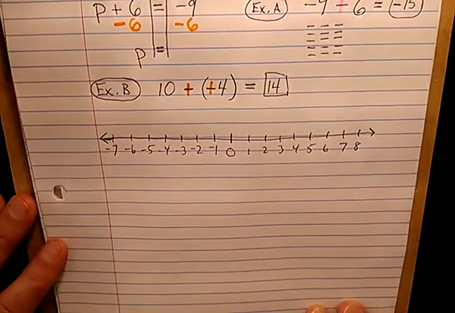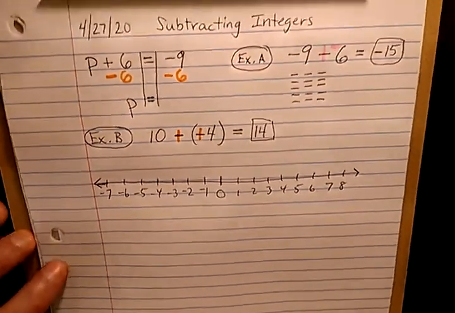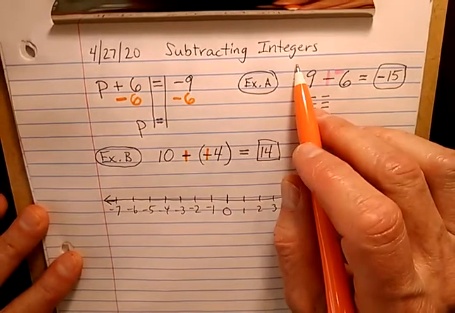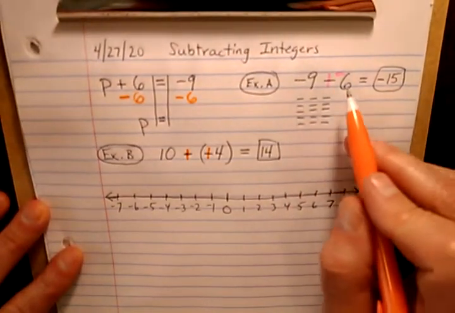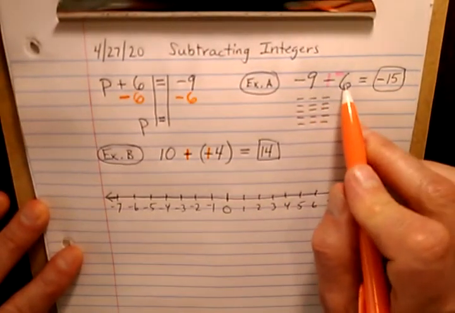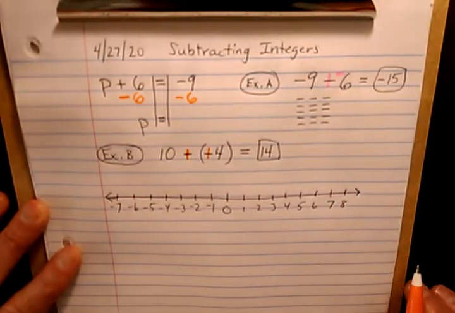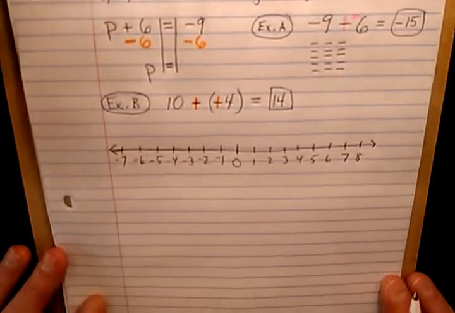Okay, so let's talk about why subtracting integers can be changed to adding in this way by drawing two lines. All right, let's show what happens here.